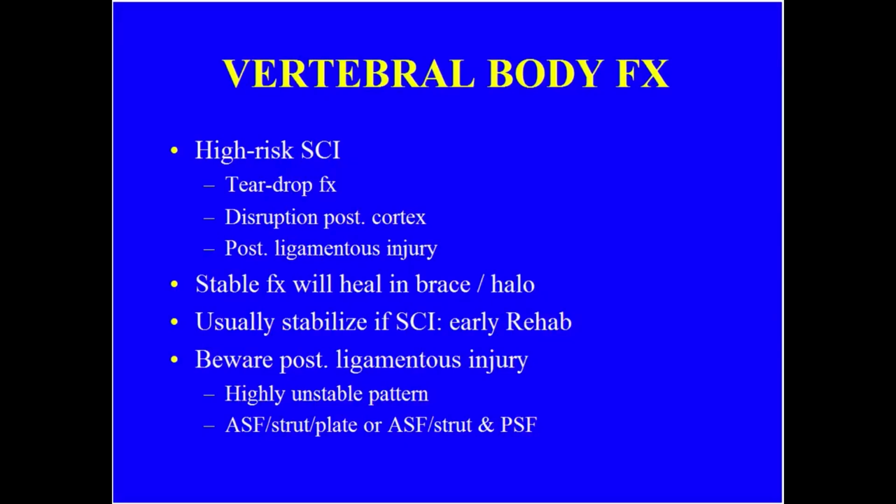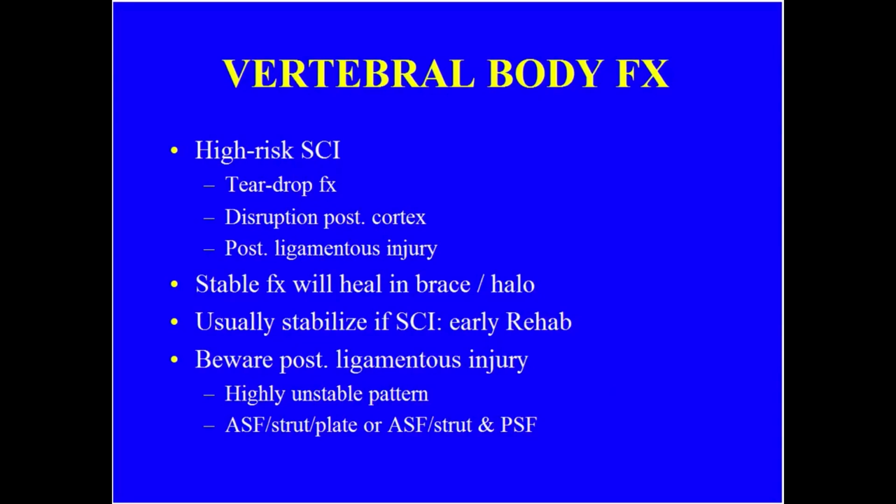Vertebral body fractures are also very common, and this is another high-risk fracture pattern for spinal cord injury. There's a so-called teardrop fracture where the posterior inferior corner of the fractured body is broken off as a free fragment and retropulsed posteriorly. It usually goes along with a posterior ligamentous injury and is very likely to be associated with spinal cord injury. These are fractures that almost always need surgery.